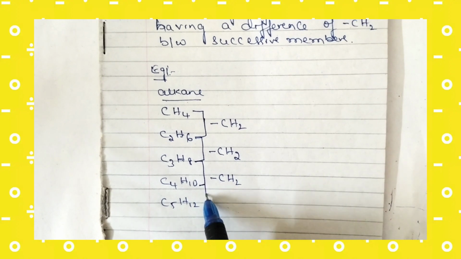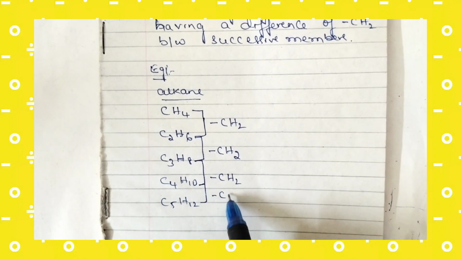The difference between butane and pentane is CH2.